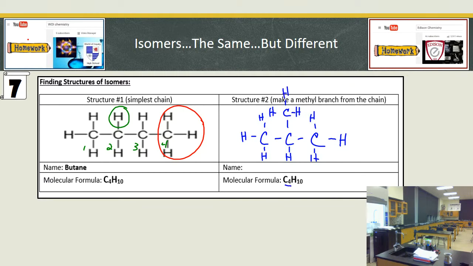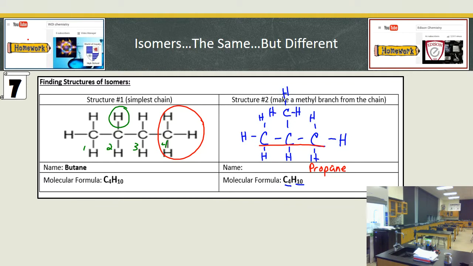I see 4 carbons, and I see 3. 3 is 6, 7, 8, 9. I see 10 hydrogens. And then we just need to name this thing. And to name it, we name our base chain first. 3 is propane. Prop, single bonded, is ane.